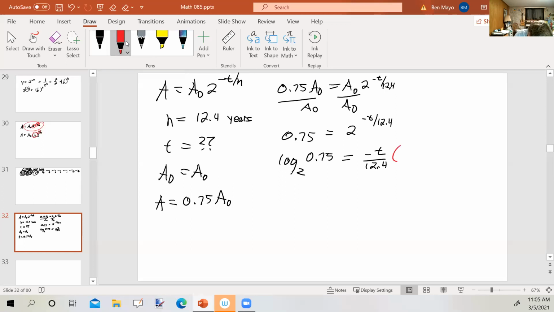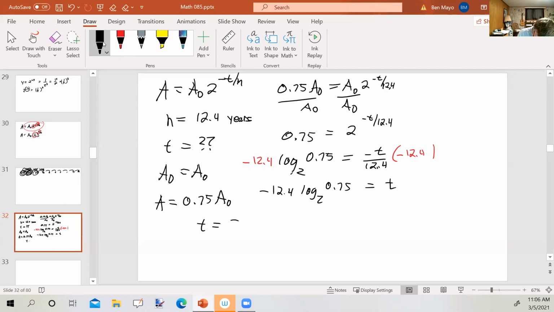I'm now going to multiply both sides. Well, I could multiply by 12.4, but then I'd still have negative T. So let's multiply both sides by negative 12.4. On the left side, that gives me negative 12.4 log base 2 of 0.75. On the right, it gets me just plain old T. So I've isolated T, but I'm not done yet. I'm going to rewrite it putting T on the left. So T equals negative 12.4 log base 2 of 0.75.